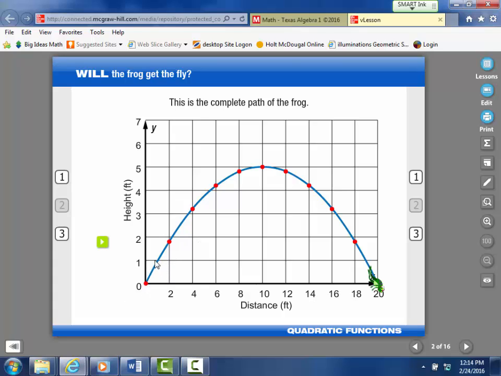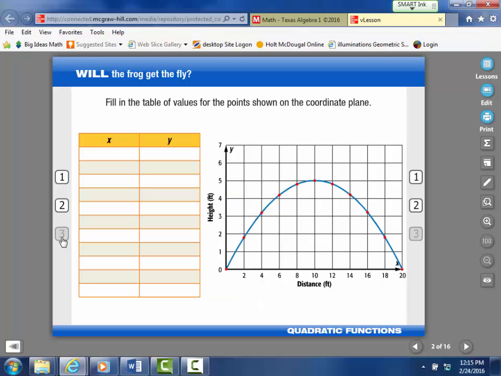Okay, since we have a graph of the path, the red points here represent data sets that we could possibly collect along the way. If we had an actual frog, we could measure distance away from the cannon and distance from the ground, and that's what they've plotted along here. So if we have data in a graph, we can put it into a table. We want to estimate our various points along the way.